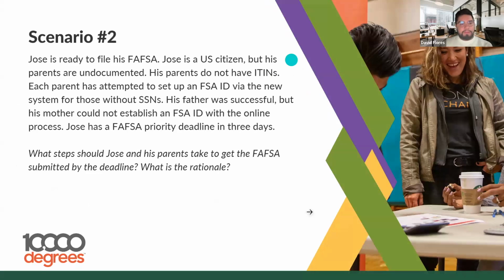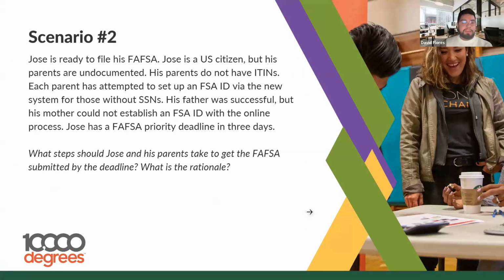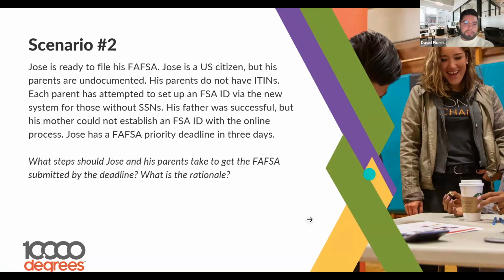Awesome. So scenario 2 is Jose is ready to file his FAFSA. Jose is a U.S. citizen, but his parents are undocumented. His parents do not have ITINs. Each parent has attempted to set up an FSA ID via the new system for those without social security numbers. His father was successful, but his mother could not establish an FSA ID with the online process.